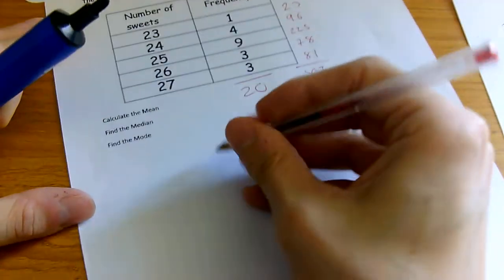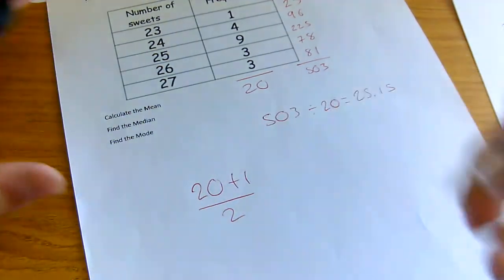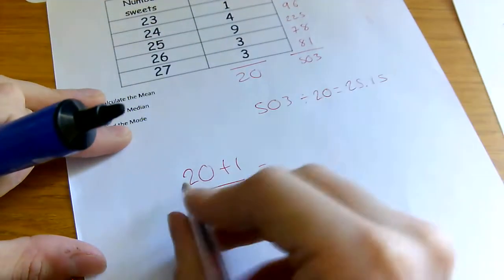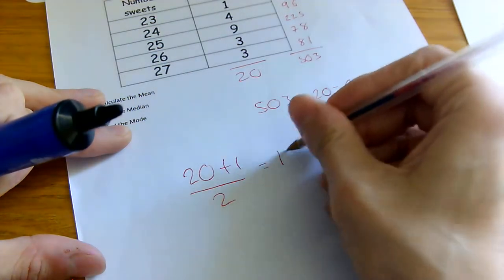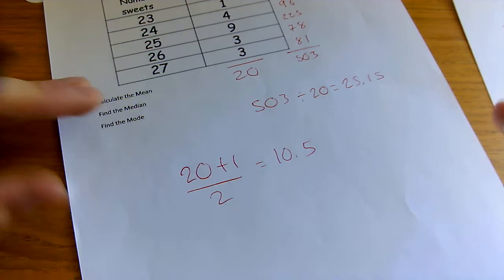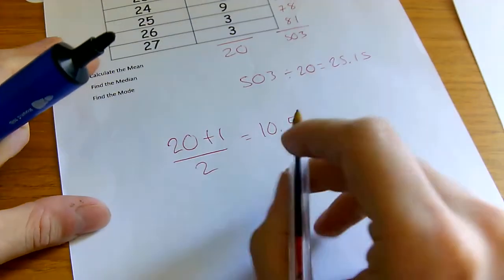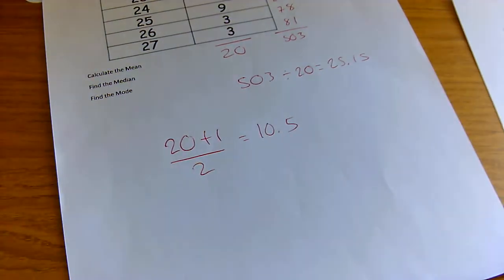Okay, 20. Well, that means we're going to do 20 plus 1 divided by 2. It's going to help us locate where the middle is. So that's going to be 21 divided by 2, 10.5. So the median is not 10.5. It means the median term is the 10.5th term. In other words, it's between the 10th and the 11th term.